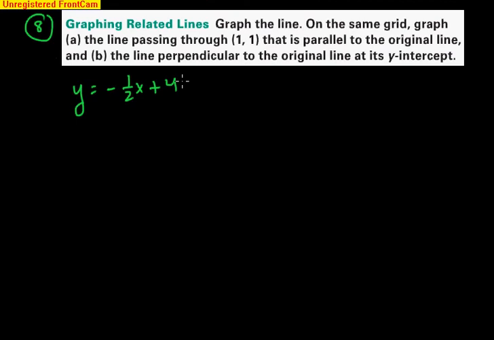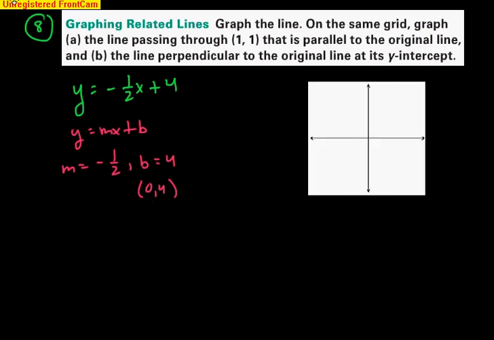Okay, so here is our problem. We're going to graph the line. So let's do that first. Here's the line I've given you. Y equals negative 1/2 x plus 4. So let's first understand this is slope-intercept form. The m is negative 1/2. The b is 4. So remember that b means that's the y-intercept, 0, 4.